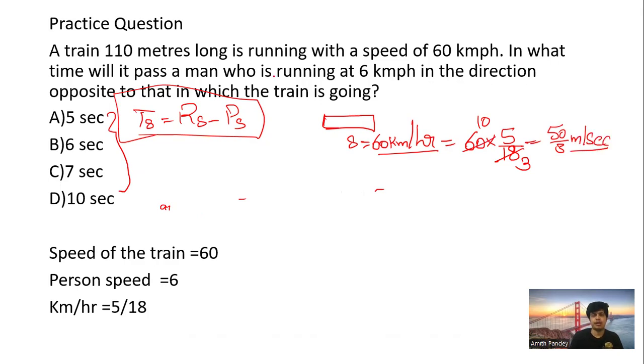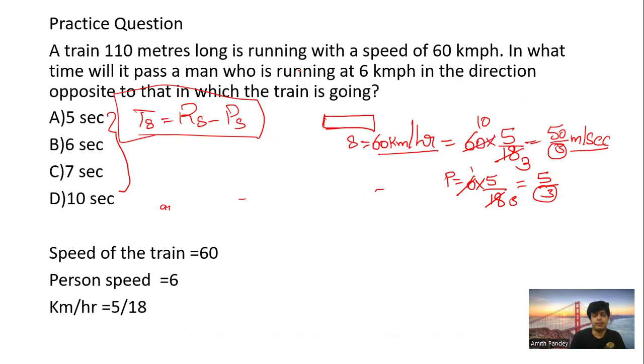Now, in what time will it pass a man who is running at 6 kilometer per hour in the direction opposite to that in which the train is going? Again, there is a person, and the person's speed is given as 6 kilometers. Again, you can do 5 by 18, or else you can apply the formula. So let's go with this: 6 times 5 by 18, that is 5 by 3. You don't have to worry because the denominator is the same as for 50 by 3, so while doing the LCM, you will not find any difficulty.